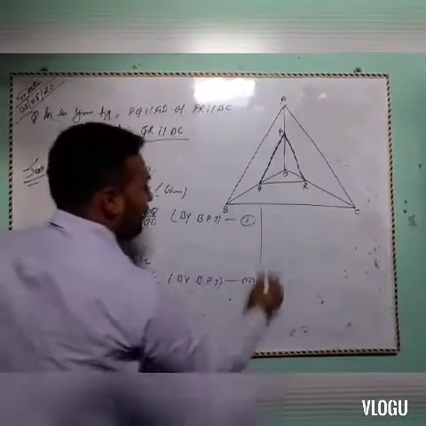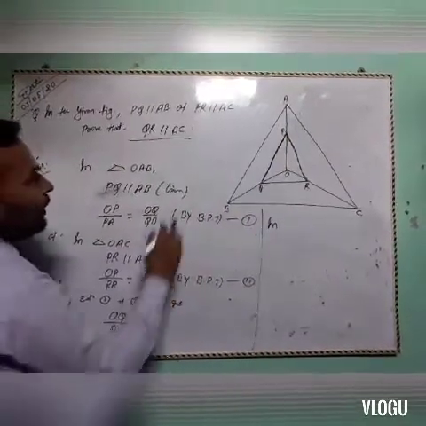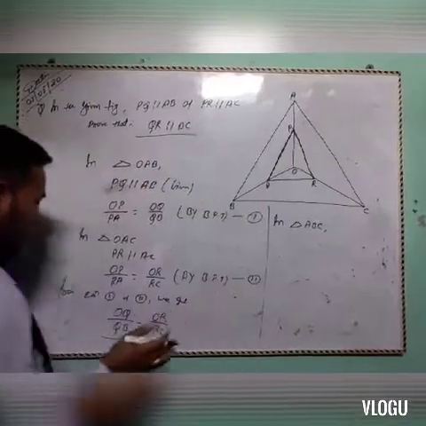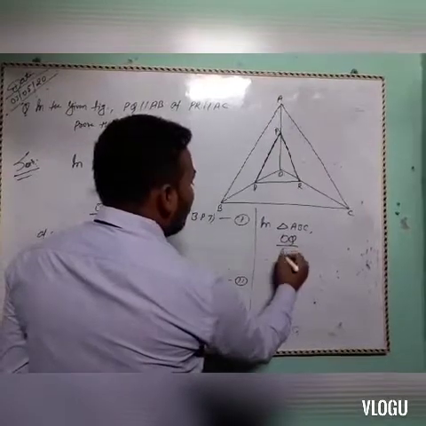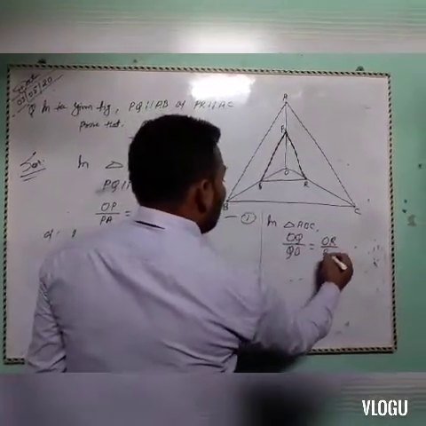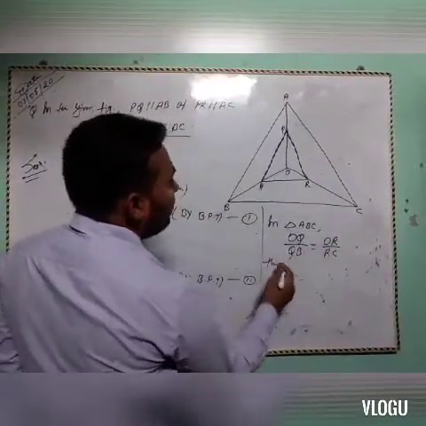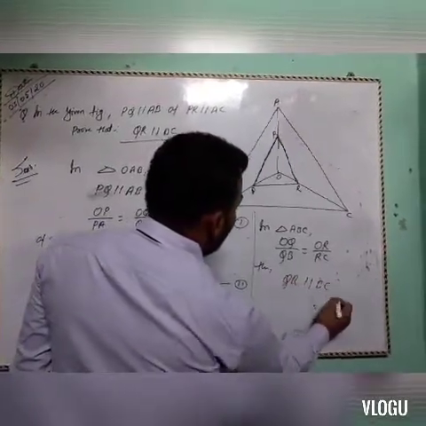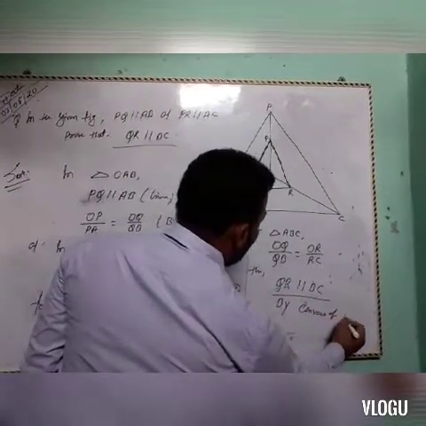So now in triangle ABC, it is proved that OQ by QB equals OR by RC. Then we say that by converse of Thales theorem, QR is parallel to BC, by converse of BPT.